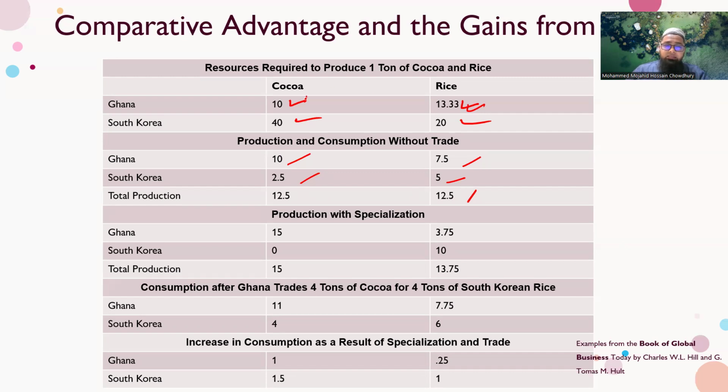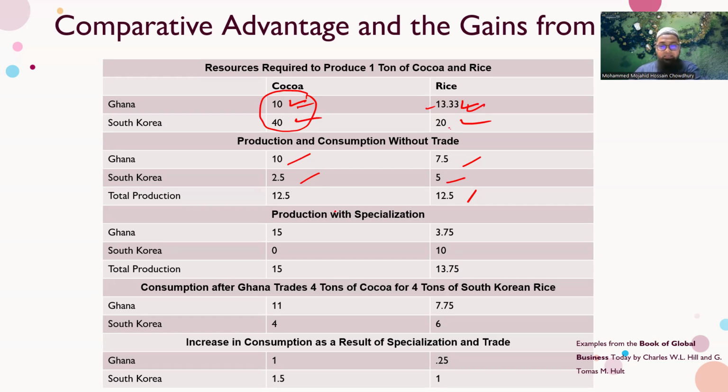But before going there, let's have a look. South Korea requires 40 resources for producing one cocoa, but Ghana needs only 10. So actually, Ghana has the absolute advantage here. Also, in producing rice, in this example, we see South Korea needs 20 resources. On the other hand, Ghana needs 13.33. So here also Ghana has the absolute advantage in producing rice too.